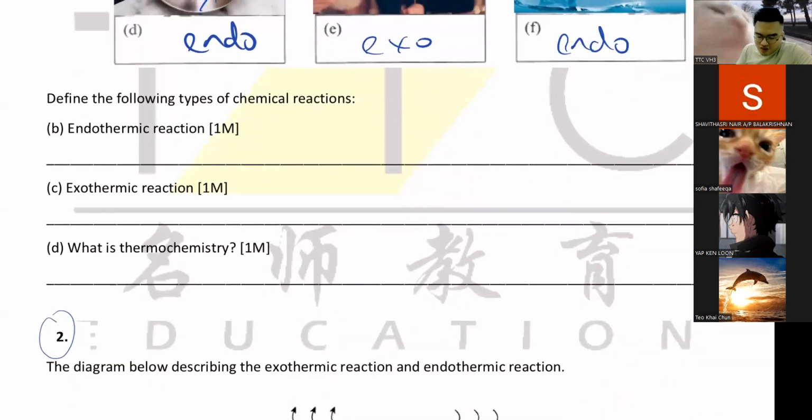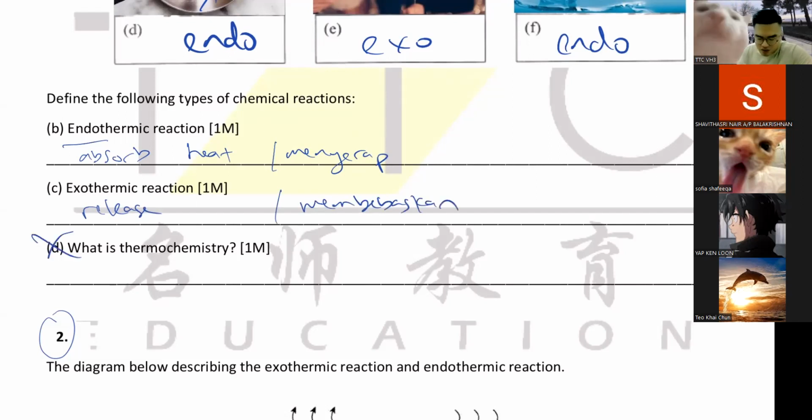Right, so the following types of chemical reaction. Endo is when you absorb heat, menyerap haba. And exo is when you release heat, membebaskan haba.